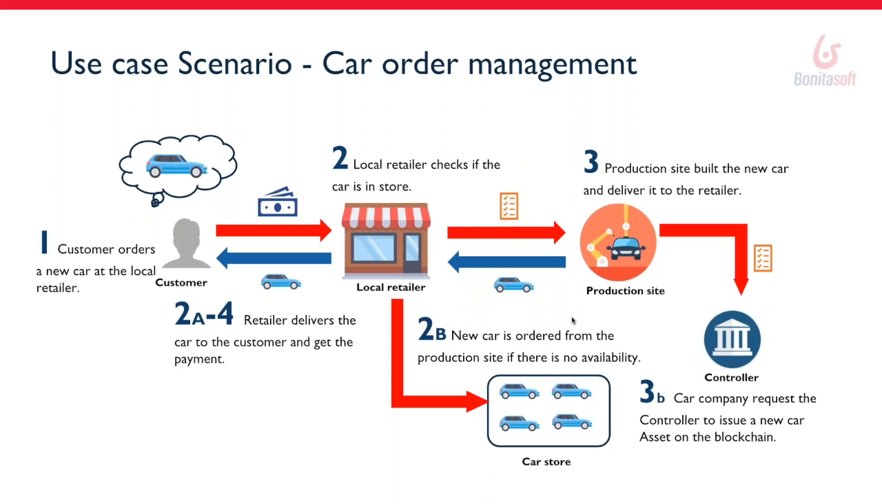The production site will therefore produce the car and ask the regulation agency to issue a new asset on the blockchain that will represent the car. And using that asset, we will be able to realize a transaction where the customer will pay using digital currency to get the car.